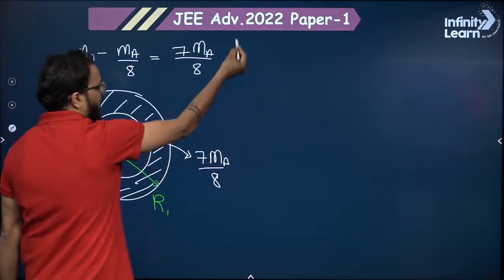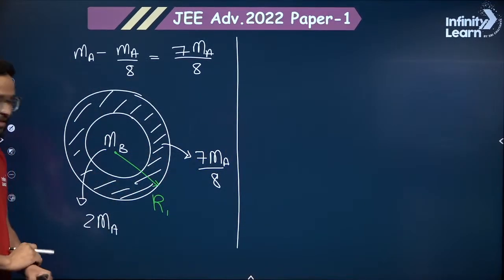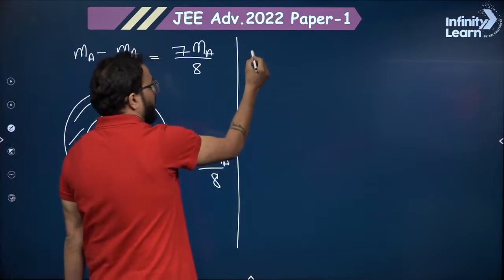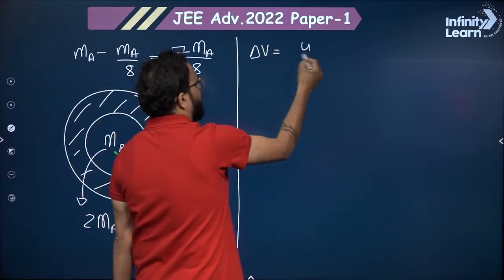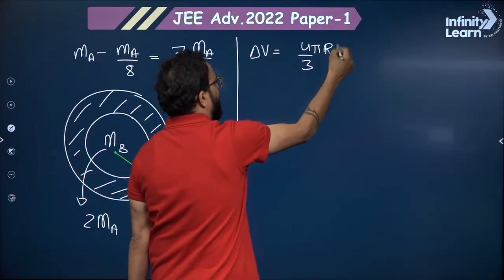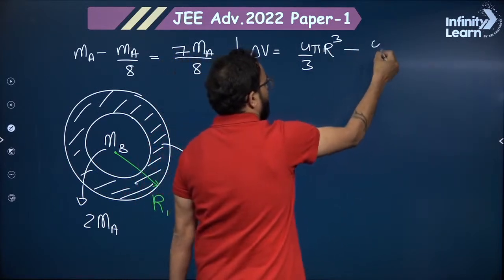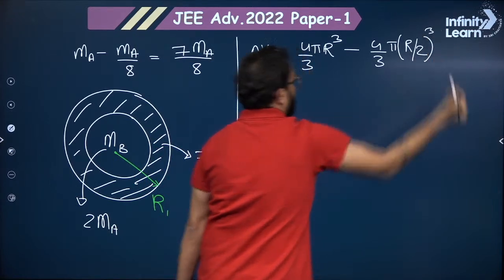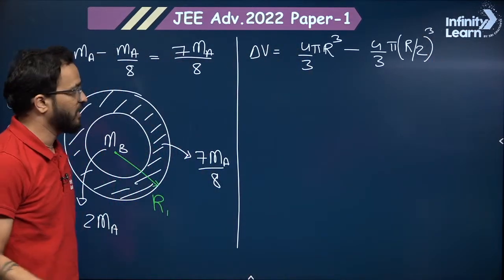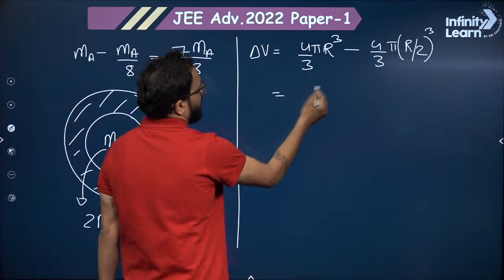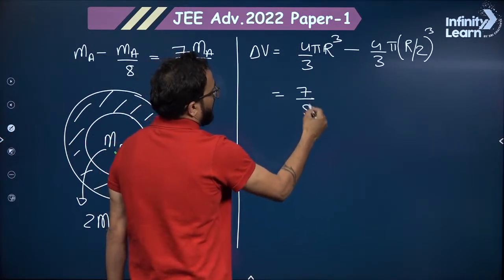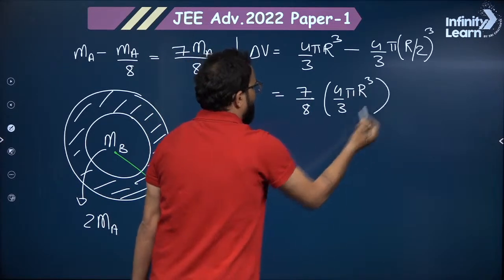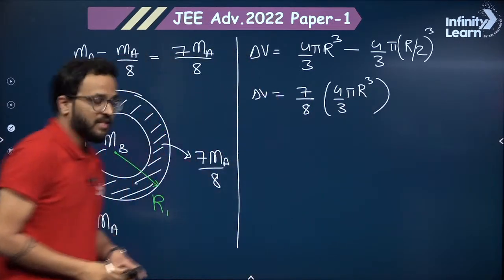So, can we see how much volume is transferred? What is this volume that has been transferred? You will say, sir, volume transferred is 4 by 3 pi r cube minus 4 by 3 pi r by 2 whole cube. This is the amount of volume that has been transferred, right? So how much is this? It is 7 by 8 into 4 by 3 pi r cube.